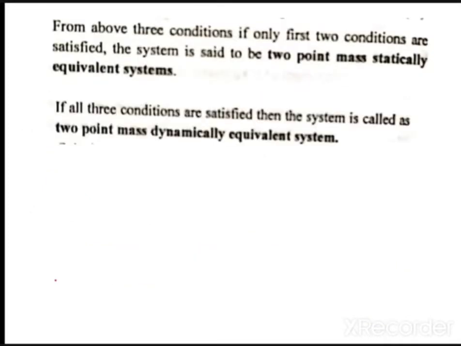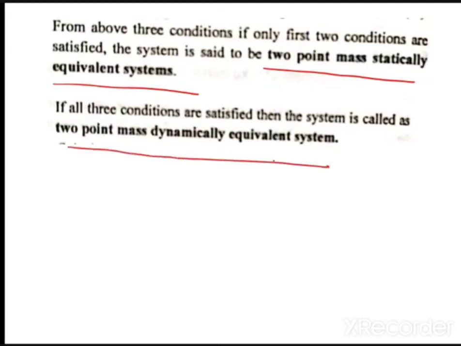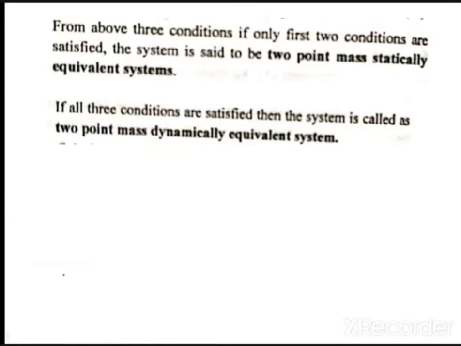As I said earlier, if of the above three conditions only the first two are satisfied, it is called a 2-point mass statically equivalent system. Why 2-point? Because I am replacing m with two masses, m1 and m2. And if all three conditions are satisfied, then the system is called a 2-point mass dynamically equivalent system. Okay, now let us go to the derivation.